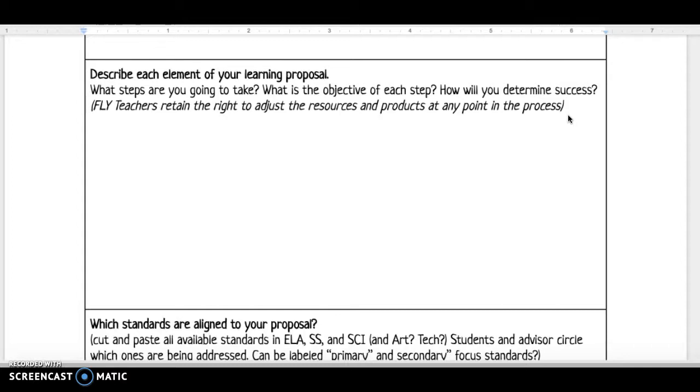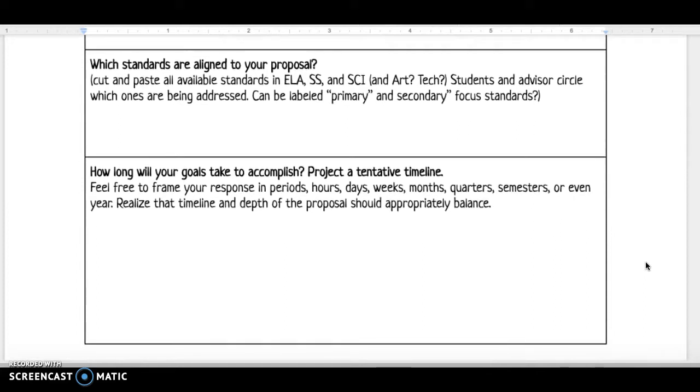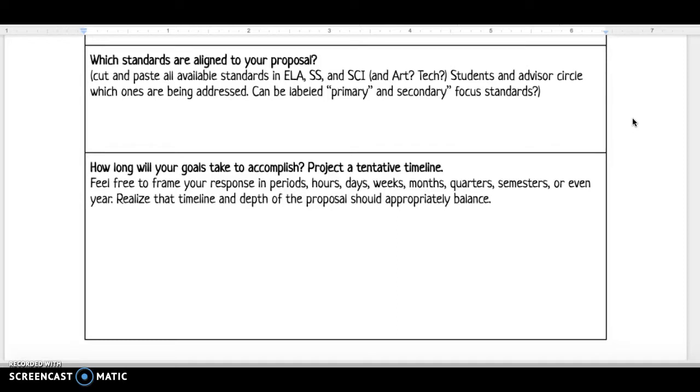point in the process. So here you would just do a description, and we're going to go through an example learning proposal to make this a little bit more clear as well. Then this would probably be something more done with the teacher, but you would think about which standards align to your proposal. And that would have to be something negotiated and agreed upon between you and the teacher.